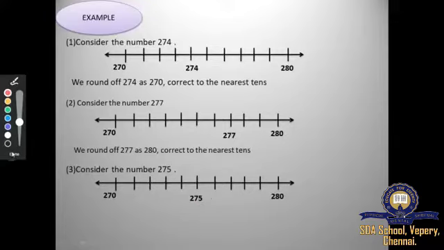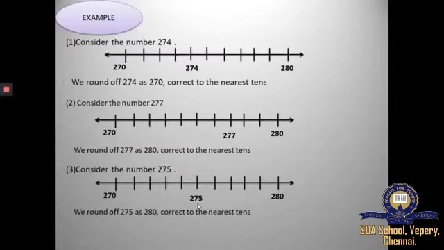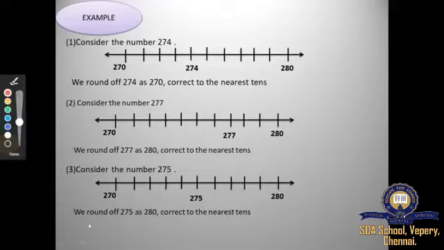So the procedure is, if the digit at the ones place is 5 or greater than 5, then increase the tens digit by 1 and replace the ones digit by 0. So we have to increase the tens digit by 1 and replace the ones digit by 0. Thus we obtain 280. So we round off 275 as 280, correct to the nearest tens.